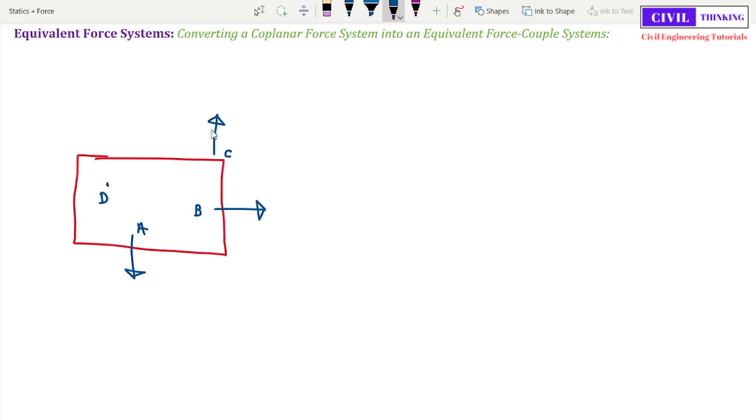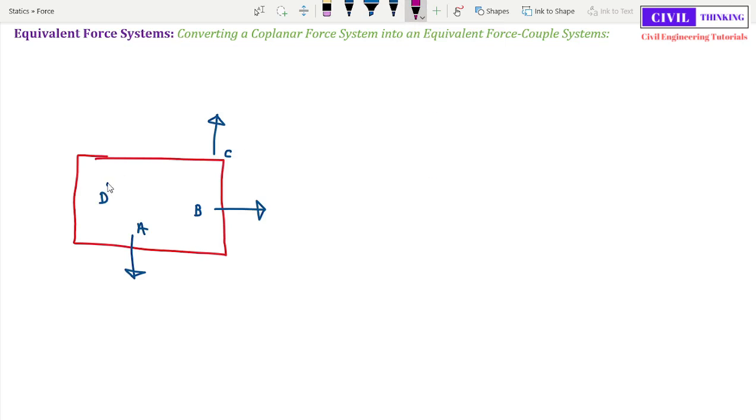Now you can see all these forces lie in the same plane, so they are coplanar forces. Also, they do not intersect at a common point, so they are not concurrent. So basically we have a non-concurrent parallel force system, right? Now how do we represent all of these forces with the help of a single force and a single moment?